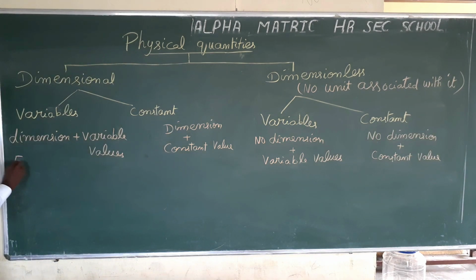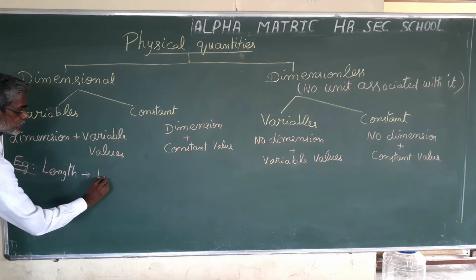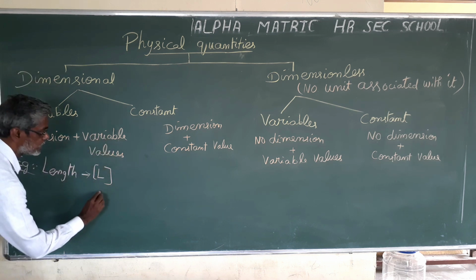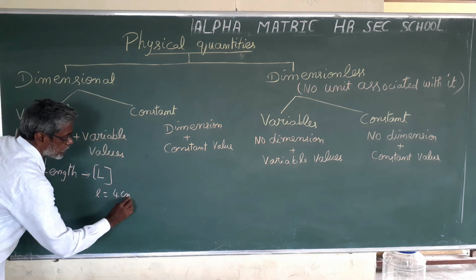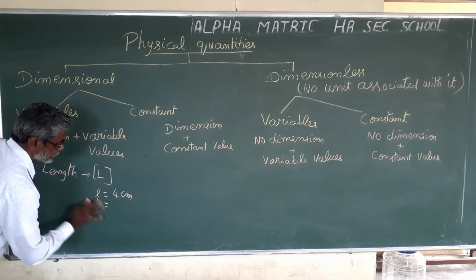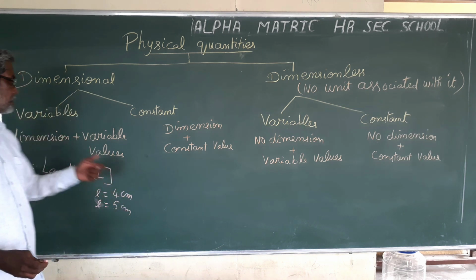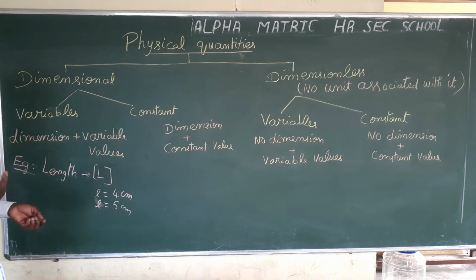For example, for dimensional variables, I can take length. This length has dimension. What is the dimension for length? L. It has variable values: L is equal to 4 cm, L is equal to 5 cm, and so on. Like that, I can give examples like speed, velocity, acceleration for dimensional variables.